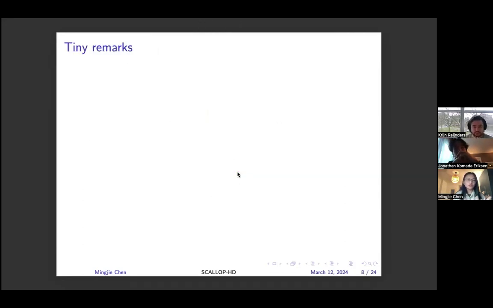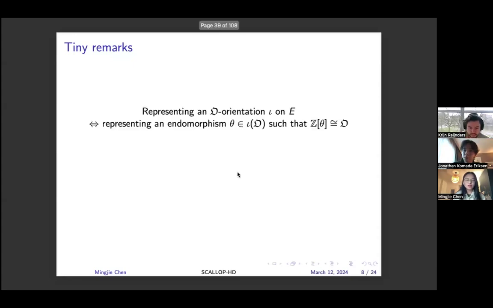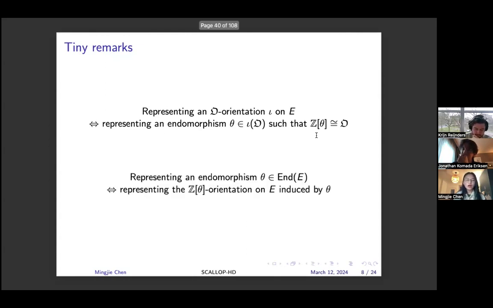Before I continue, I would like to say some tiny remarks. First, representing an O-orientation iota on E is equivalent to representing an endomorphism theta in the image of O such that Z[theta] is isomorphic to O. And also, representing an endomorphism theta in the endomorphism ring of E is equivalent to representing the Z[theta]-orientation on E induced by theta. So from now on, I will use the phrases representing an orientation and representing an endomorphism interchangeably.